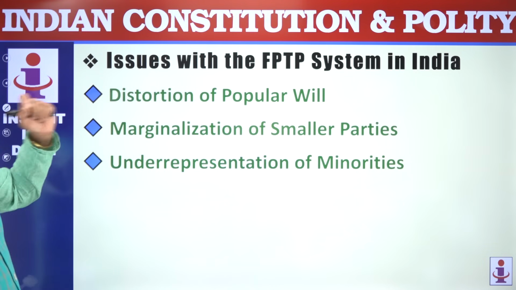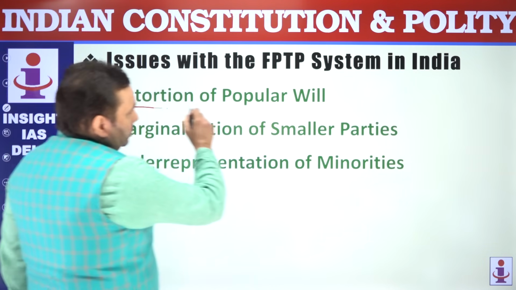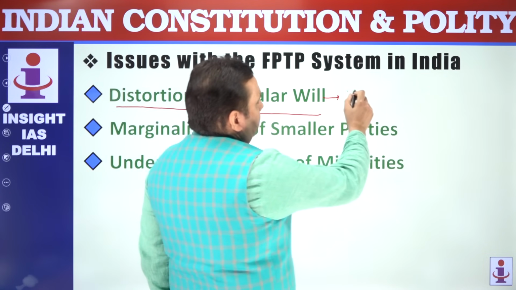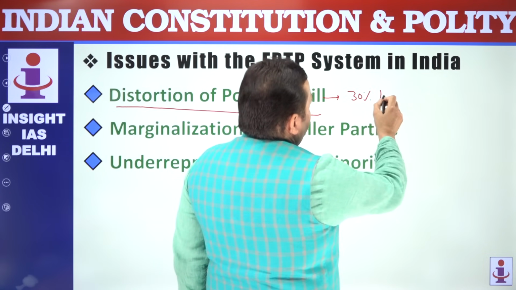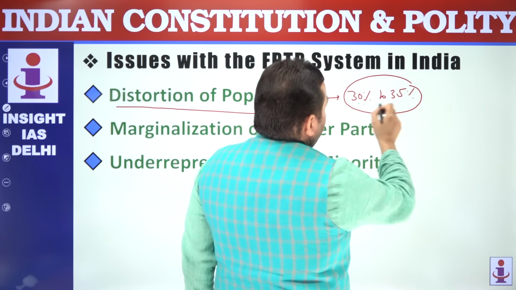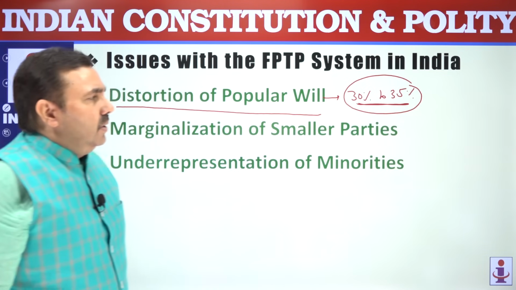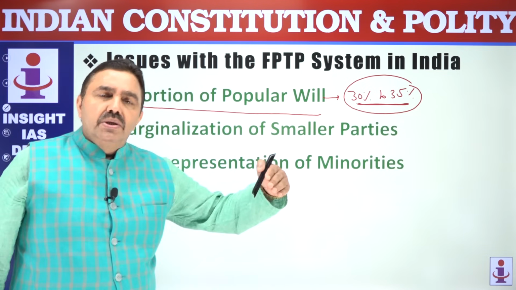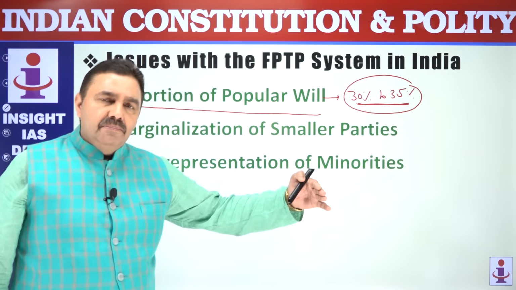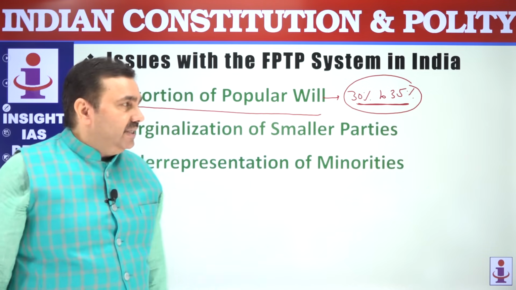What are the issues with FPTP? Distortion of popular will. Because a candidate with just, say, 30-35% of the votes generally gets elected. It means this candidate is not representing at least around 65% of the voters. Or you can say theoretically that 65% of voters were against him. They were not against him, but they were not pro him. Still he, or she, is getting elected.